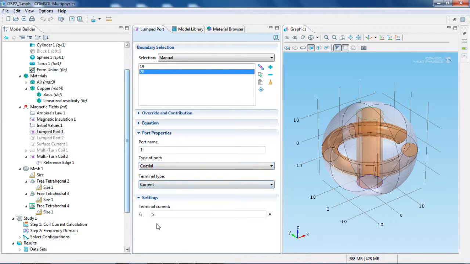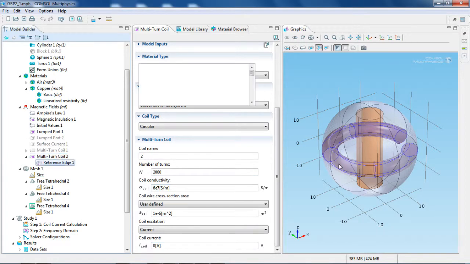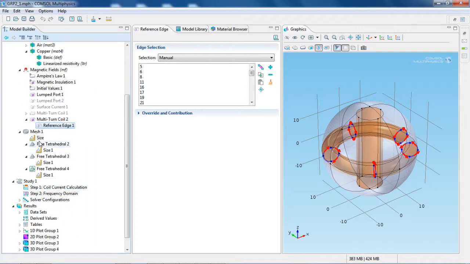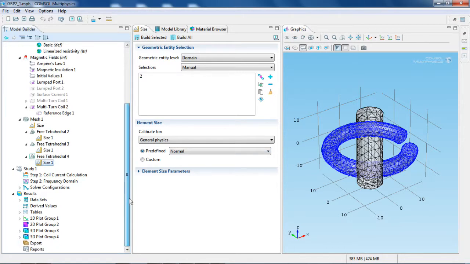A multi-turn coil was then used to assign the coil type and number of turns, whilst reference edge was used to stipulate the direction of each turn. Varying mesh sizes were chosen. Since our analysis focused mainly on the Rogowski coil, everything but this geometry had a coarse mesh.